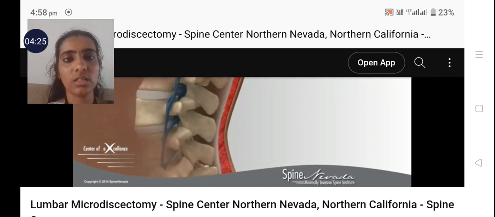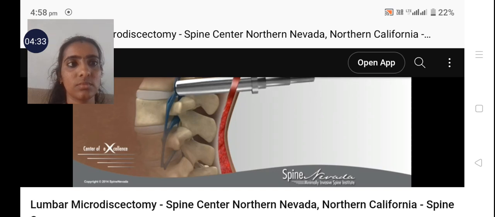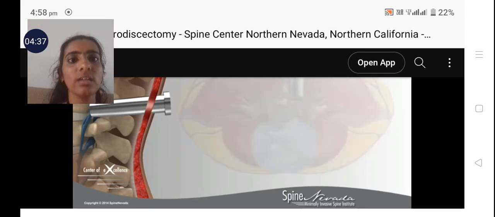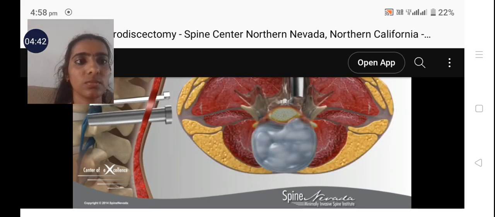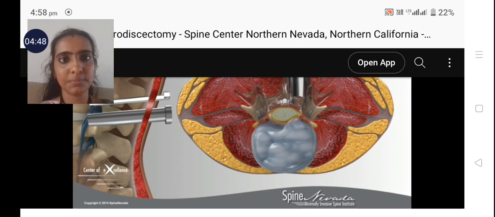To access the disc, a set of tubular dilators is passed down to the spine, splitting the overlying muscles. At Spine Nevada, we use a custom expandable retractor to provide optimal visualization after the dilators are removed. This approach allows the surgeon excellent access to the spine with less disruption of muscle tissue, resulting in less pain post-surgery and a quicker recovery than traditional open surgery.